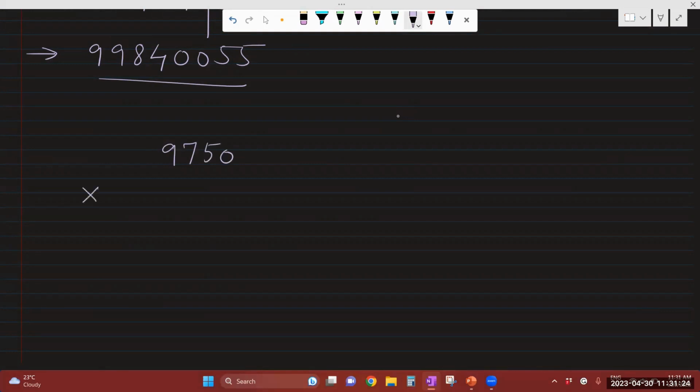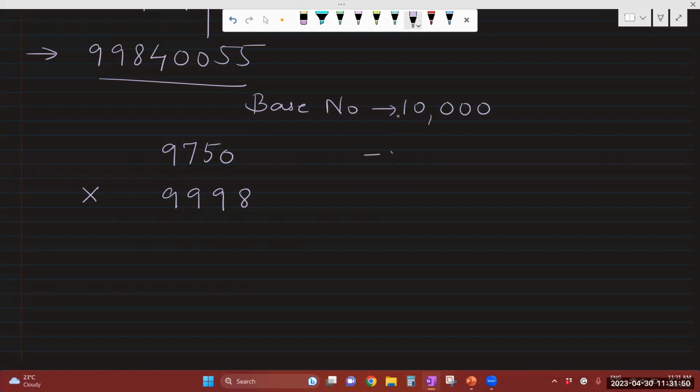9750. They multiplied by 9998. Okay, so again, let us do it together. So first step, Kirtana. Base number is 10,000. Yes. Base number 10,000. Aneri, second step. Difference. Ma'am, difference is minus 50. 250, beta. Yes, ma'am, 250. Yes. And minus 2. Correct.